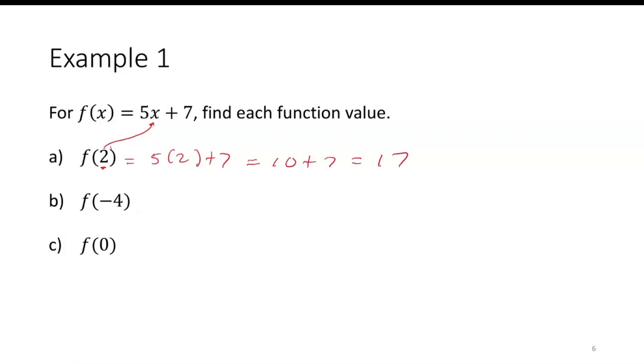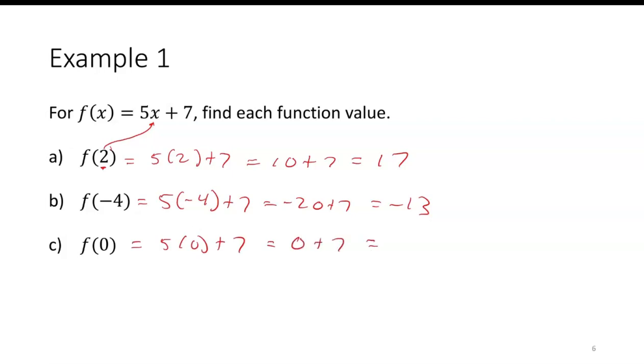f of negative 4 would be 5 times negative 4 plus 7. That'd be negative 20 plus 7, or negative 13. f of 0 would be 5 times 0 plus 7. So multiplication first. 5 times 0 is 0, plus 7 is 7.